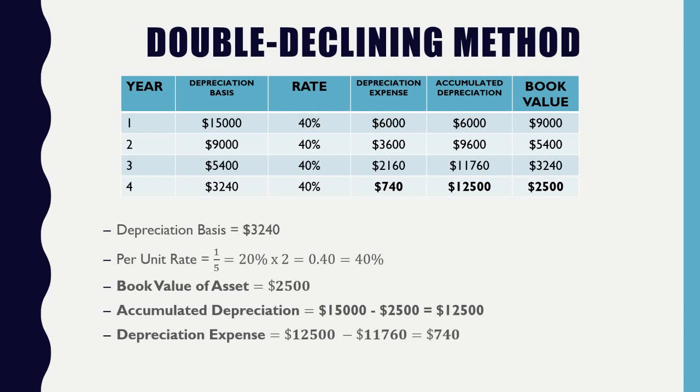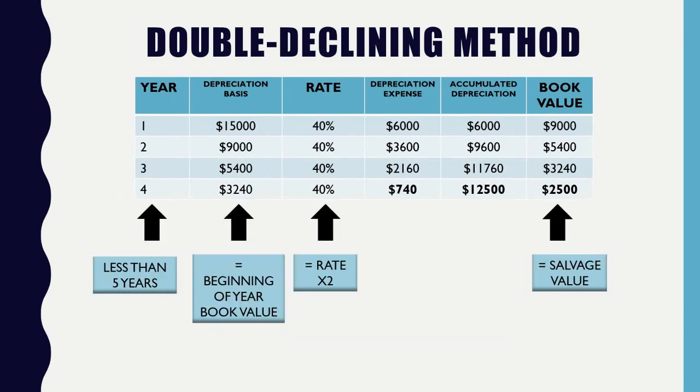Okay? And then working backwards from there, you also have to find out what the depreciation expense is, which is going to be your accumulated depreciation minus your previous year's depreciation. Okay? And that's how I got 740. All right. So we have to work backwards here, and when we dive into the example, it will make more sense with the example. So as you can see, less than 5 years.